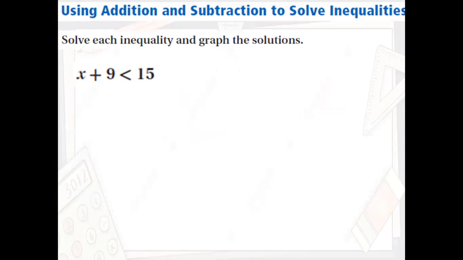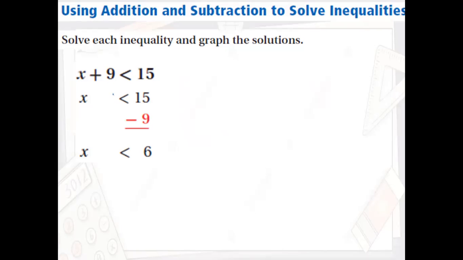Here we have x plus 9 is less than 15, which means we have to solve this inequality for x. We need to make it x is less than. So to do that, we need to, of course, remove the 9. So plus 9 becomes minus 9 when it moves to the other side. So that means 15 minus 9 is going to give you x is less than 6.